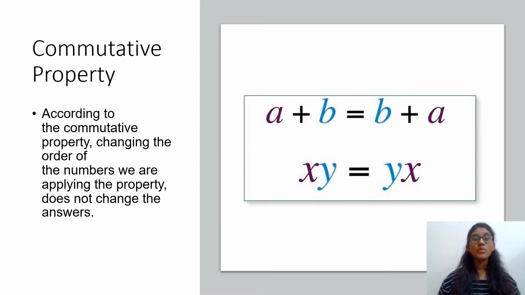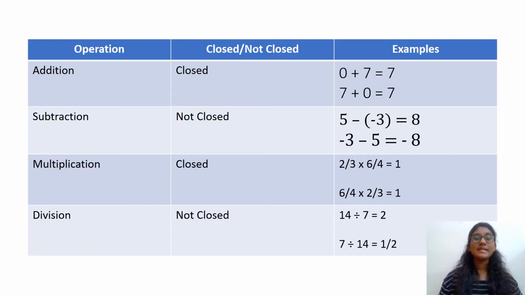So now we move on to the commutative property. According to the commutative property, changing the order of the numbers does not change the final answer. You may pause the video to relate the property to the image. Let us see if the following operations are closed under the commutative property.